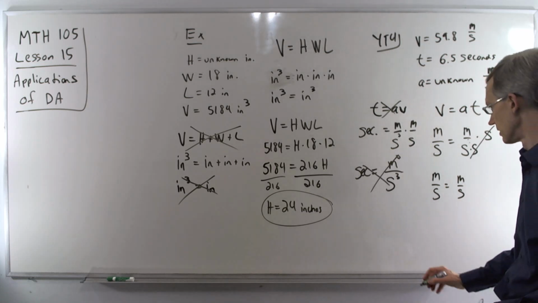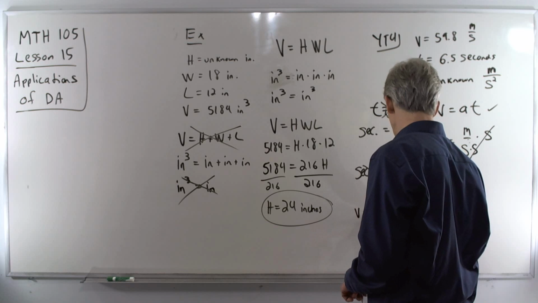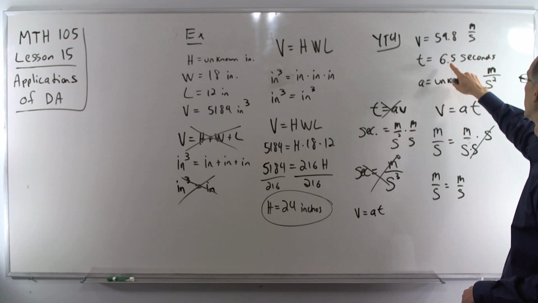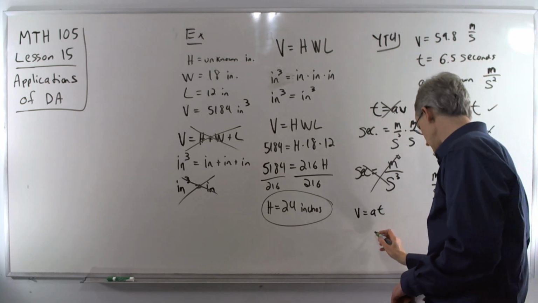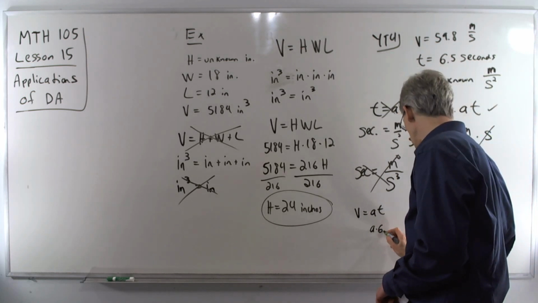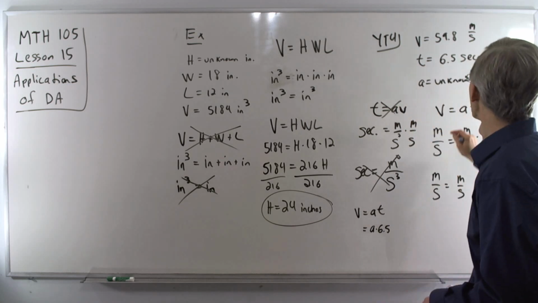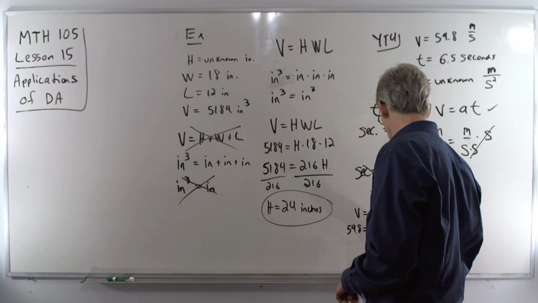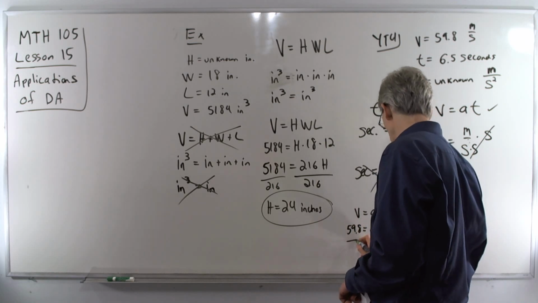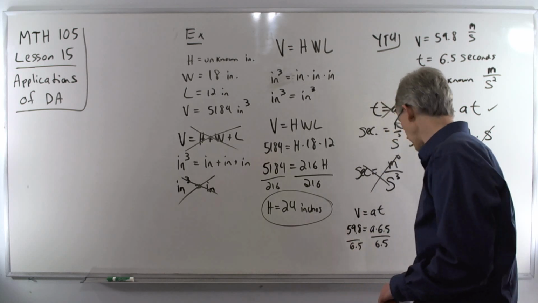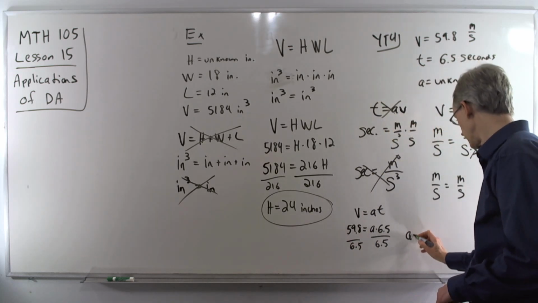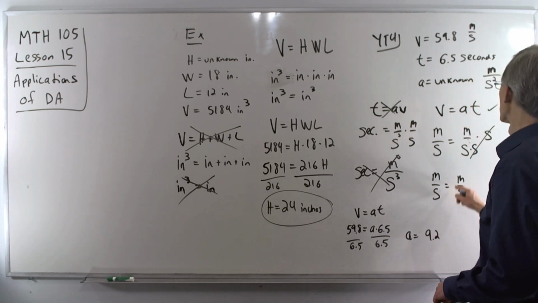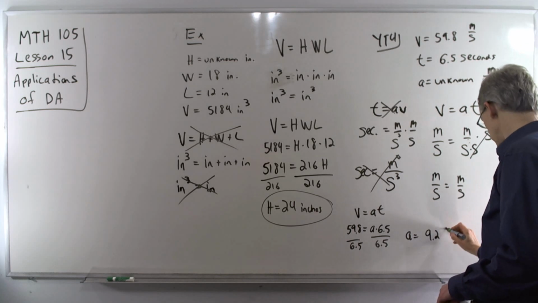V equals AT. Now we can use that to solve. Plug in what we know. A is unknown, that's going to stay a variable. 6.5 for T. And then on the left, we've got 59.8. Divide both sides by 6.5, and we get an acceleration of 9.2, and the units on acceleration are meters per second squared.